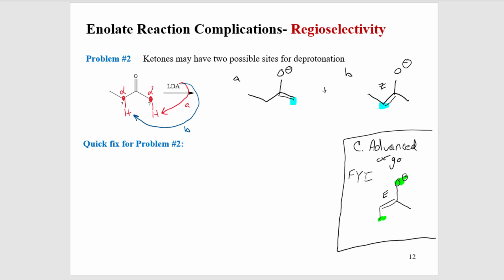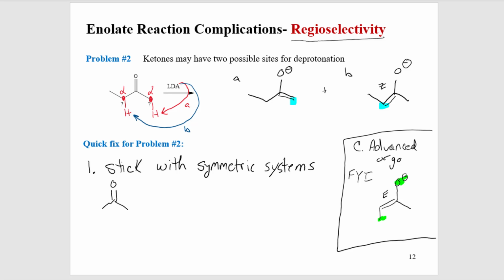But I do want you to recognize when there is a possibility for regioselectivity. Which carbon, which region of the enolate is going to be formed? Now, there's a quick fix to this. You have two options, right? One, stick with symmetric systems. And that's what I've been doing up until this point. I've been giving you very symmetric ketones, or, I mean, as long as it's symmetric, it won't matter which side you deprotonate because of the symmetry. So that's one option to avoid this problem.